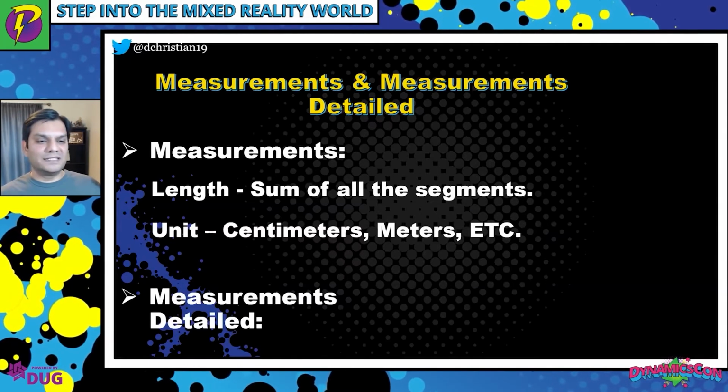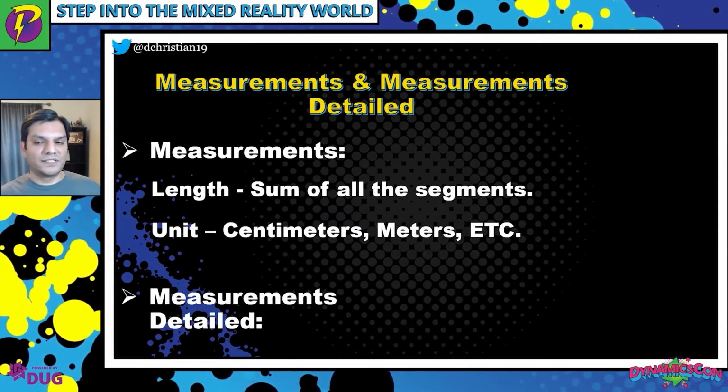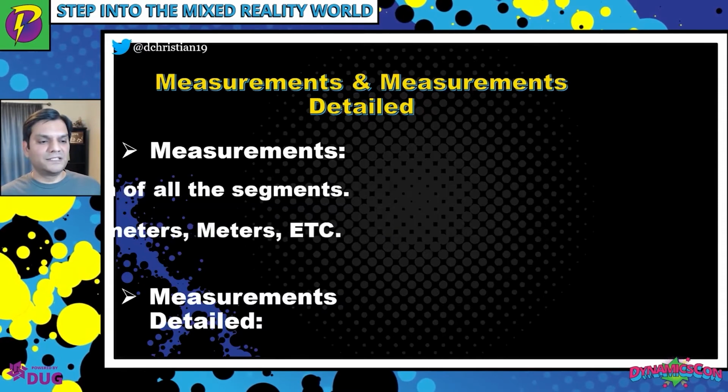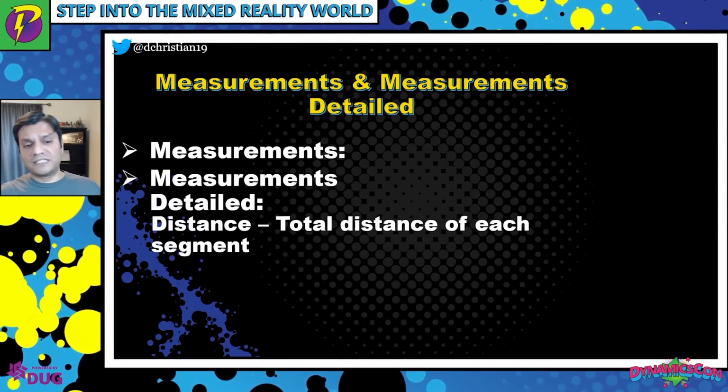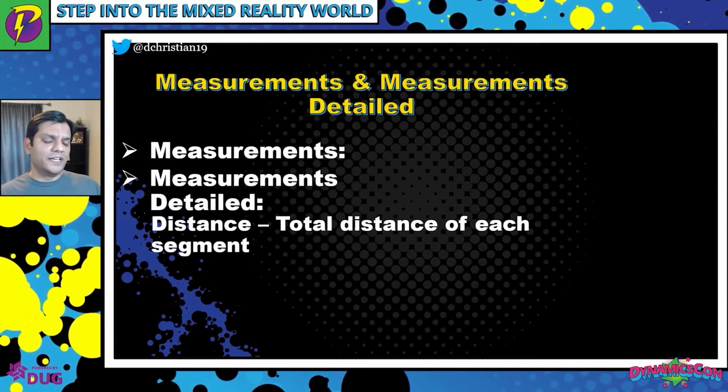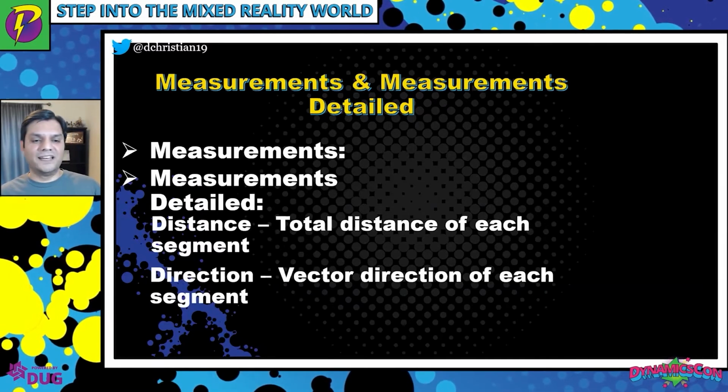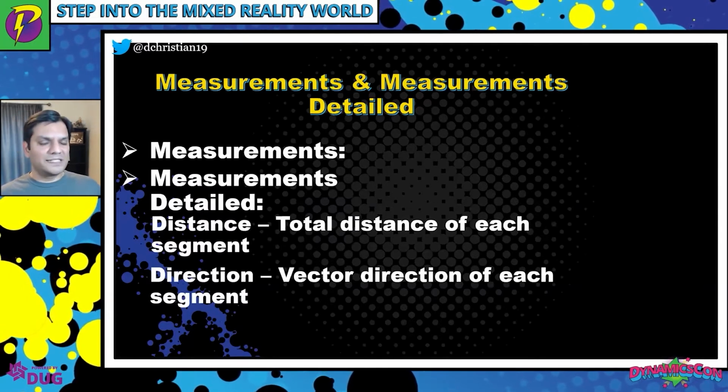And then units is again centimeters, meters. These are all the options that are available over there. And then distance of the segments over here is basically, if you want a distance, you just add all those segments up, and there you get familiar with it. And then direction again is a vector term. So kind of just getting you familiar with it.